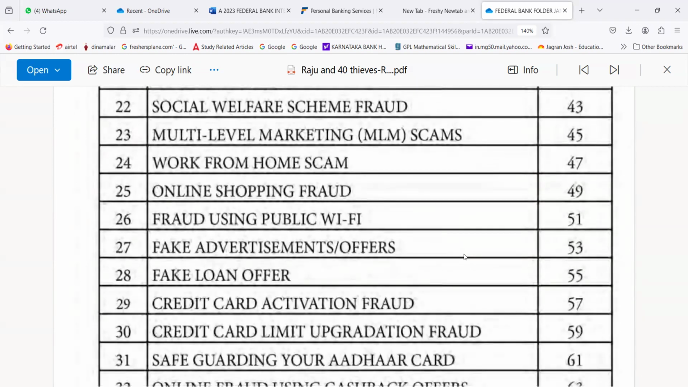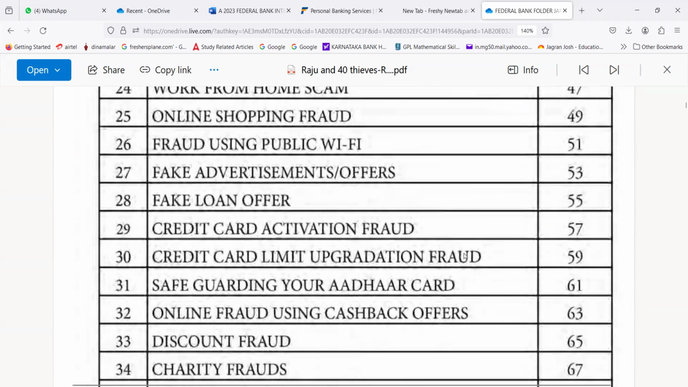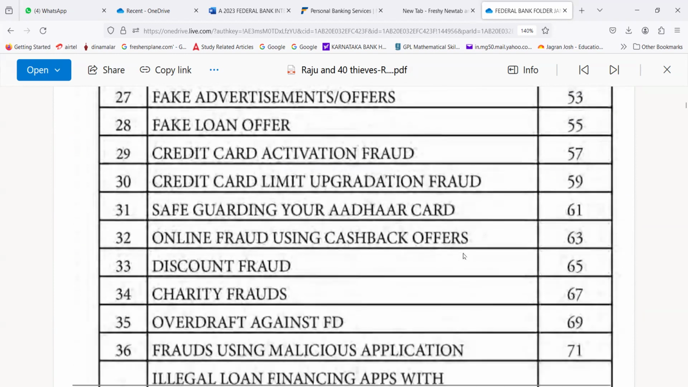24, work from home scam. 25, online shopping fraud. 26, fraud using public Wi-Fi. 27, fake advertisements or offers. 28, fake loan offer. 29, credit card activation fraud. 30, credit card limit upgradation fraud.